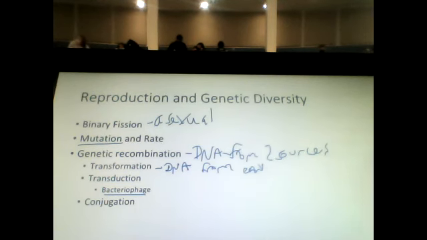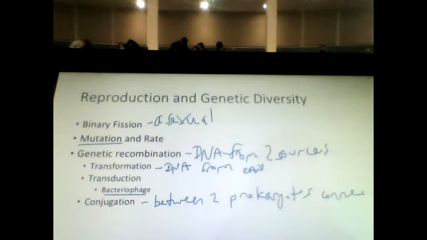And the third way is conjugation. And this is between 2 bacterial cells that are connected by a pilus. Pilus is the singular of pili. We shouldn't say a pili, we should say pili and a pilus. So they're temporarily joined by a sex pilus, and they can send DNA from one cell to another.